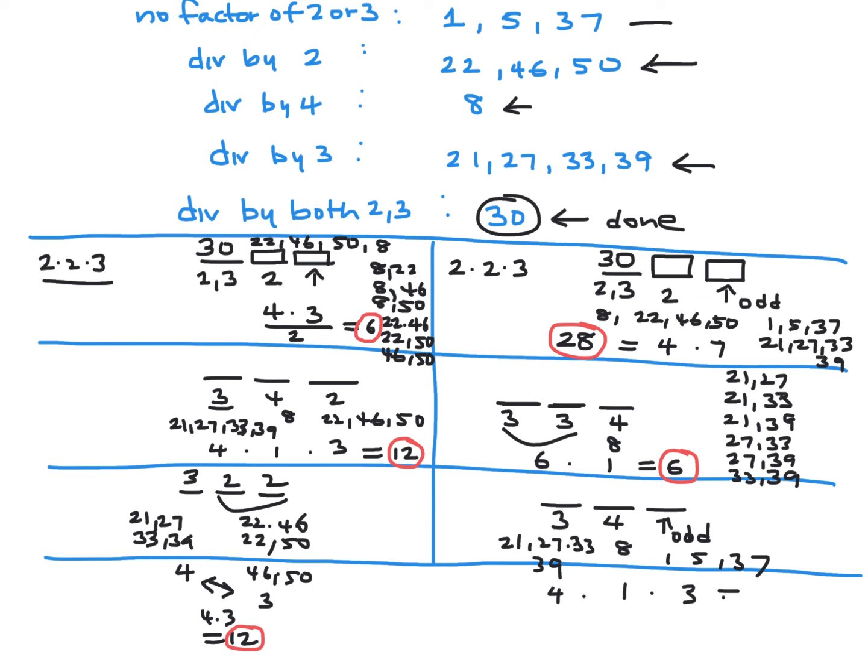So 4 times 1 times 3 is 12. So we have 12 of those guys. And I think this exhausts it. So our total would be this 6, this 28, this 6, this 12, this 12, and that 12. And when you add those up, you get 76.